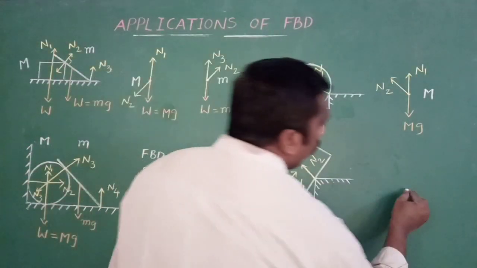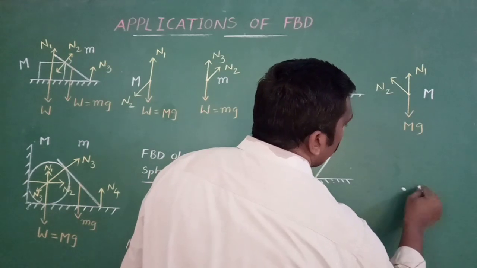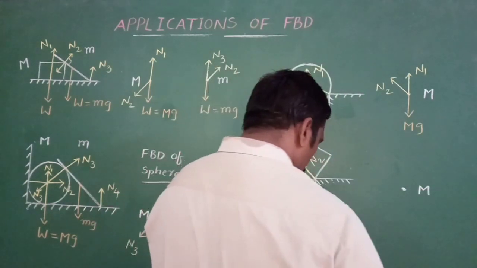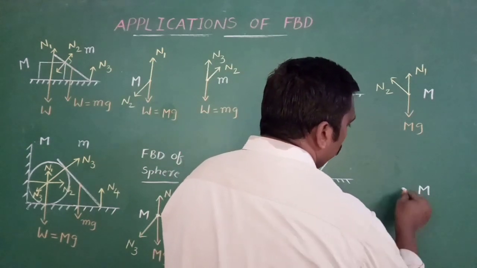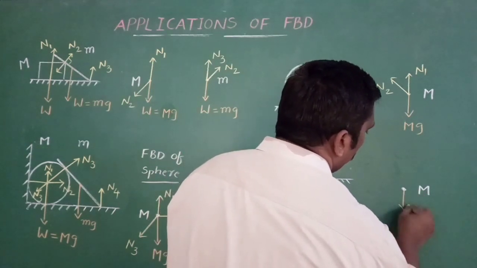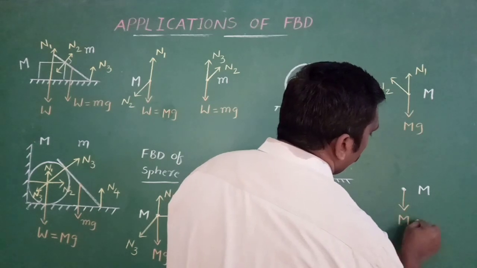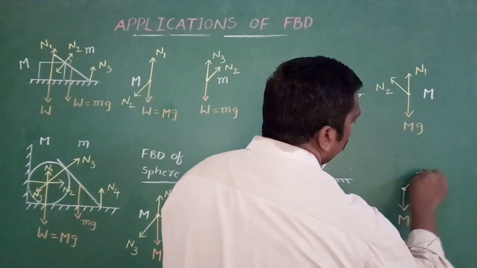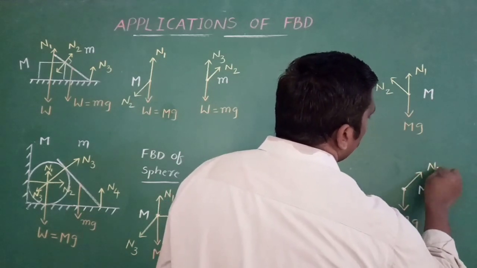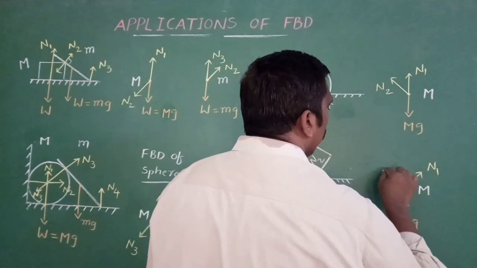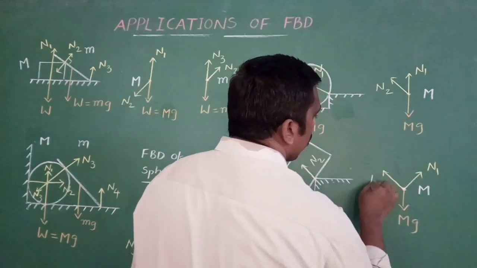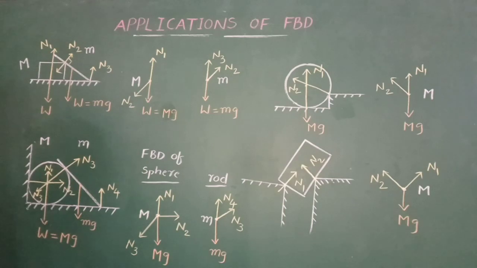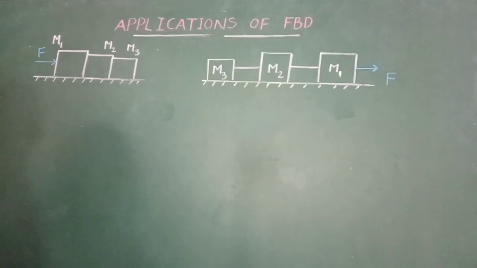So you draw the free body diagram for the mass on the box, taken as M. Its weight Mg acts in the downward direction, and one normal reaction acts in this direction, N1, and another normal reaction acts in this direction. This one is taken as N2. These are the free body diagrams.